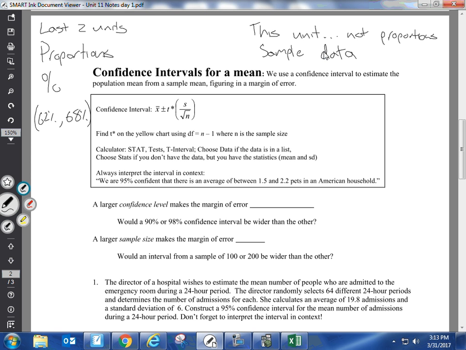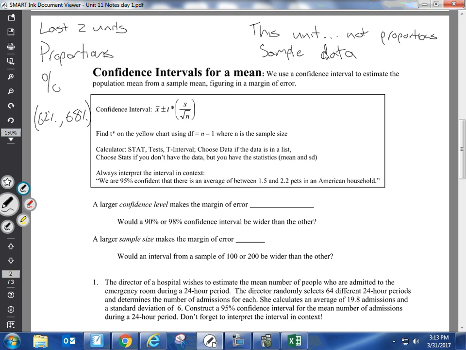So heights of things, lengths of things, weights, whatever we can take measurements of, and their units are not going to be percentages anymore. Okay, so that's going to be one key difference between the previous units and this unit: we're not doing proportions anymore, which means our standard deviation calculations are no longer going to be the square root of p times 1 minus p over n. We're actually going to use our calculator to do our standard deviation calculations, or we are going to just be told what our standard deviation is.